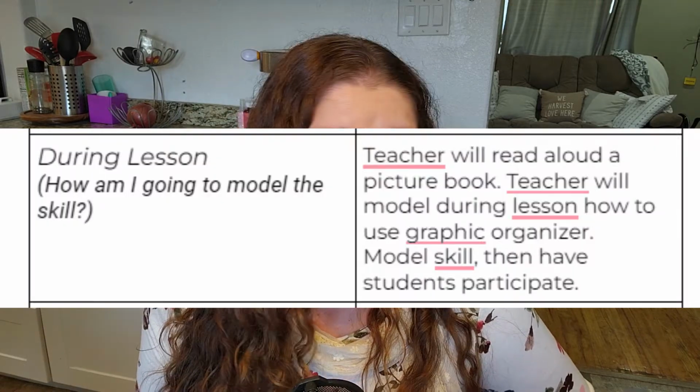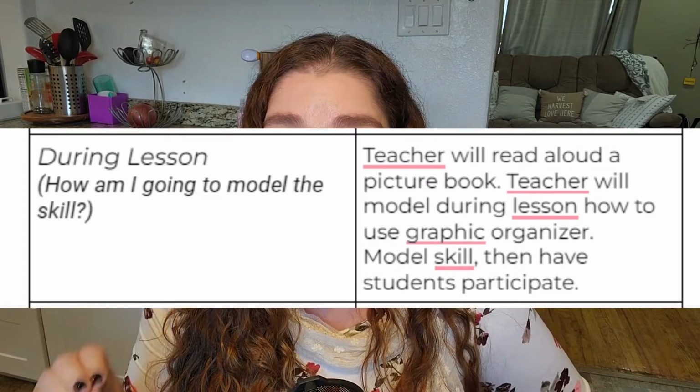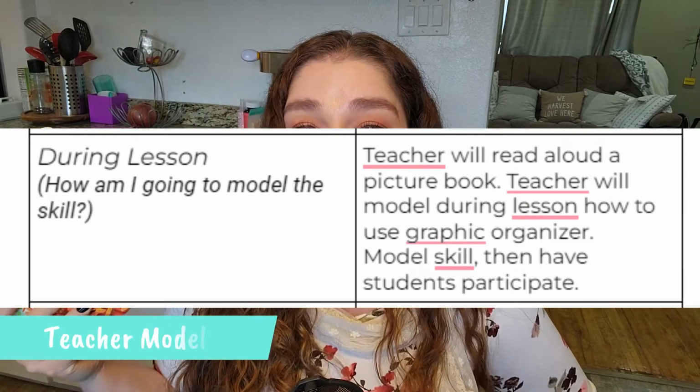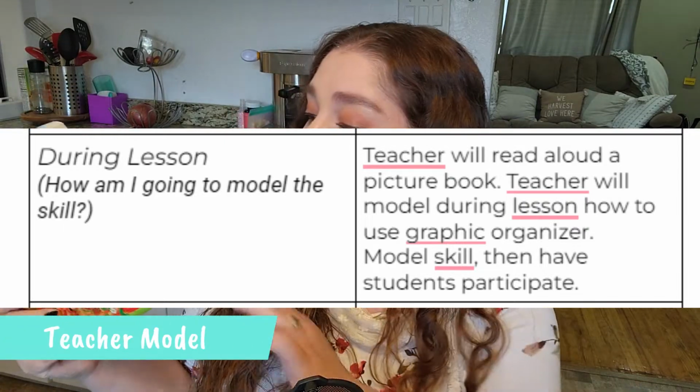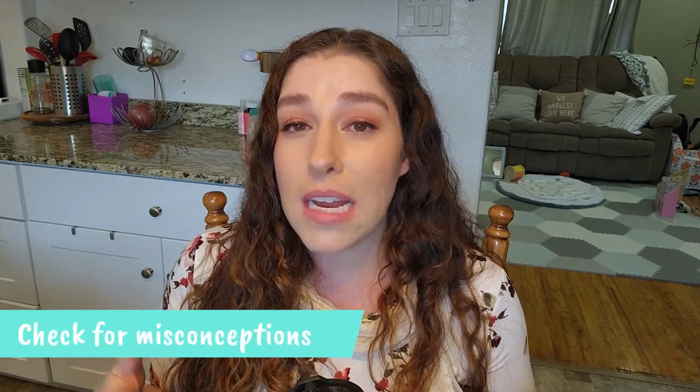And then we want to do our next part, which is during lesson. How am I going to model the skill? And the best way to do this is a teacher model. So here I have my book from the video on making predictions. I already have my sticky notes. So I went through and read out loud and I modeled the skill I was going to teach. And then I also had students do a we do, because remember, my teacher model is I do, we do, you do. So they also have a chance to do a we do together. This also helps me see if there's any misconceptions around the room or what I need to cover again.